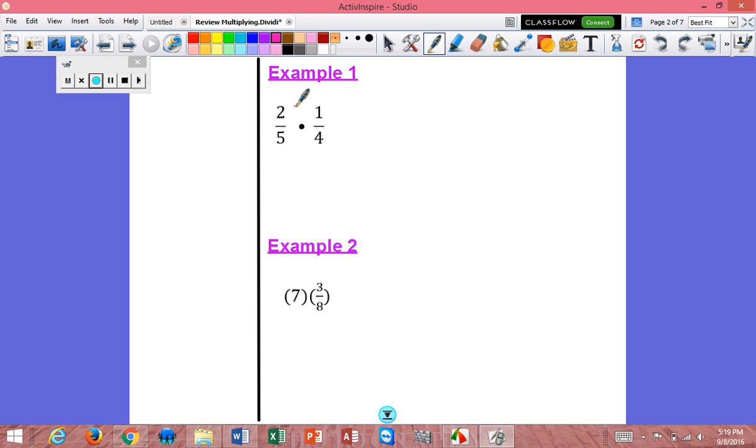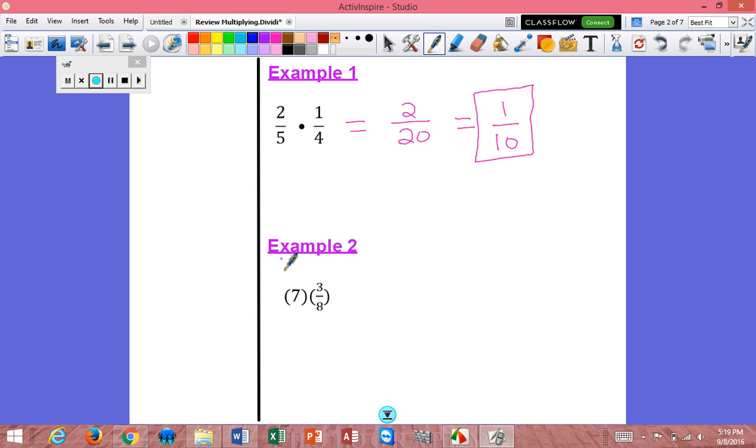So example 1, we have 2/5 times 1/4. Anytime you see a little dot like this, that means multiplication. So I'm multiplying the numerators, 2 times 1, and then multiply the denominators. 5 times 4 is 20. Now 2 and 20 can both be divided by 2, so I want to make sure I reduce this. 2 divided by 2 is 1, and 20 divided by 2 is 10. So our answer would be 1/10.